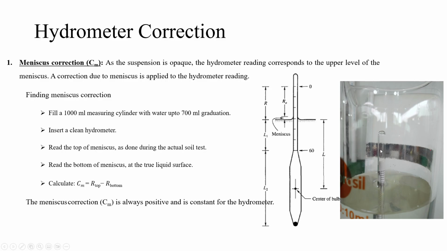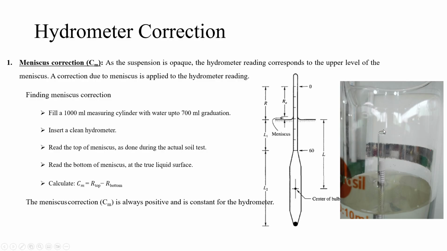So here, when we insert the hydrometer, the water rises to some height on the hydrometer due to surface tension. We will take the upper reading of the meniscus, but the actual reading is just below that reading. So first we will find this error, and whatever error there is, we will apply the correction.